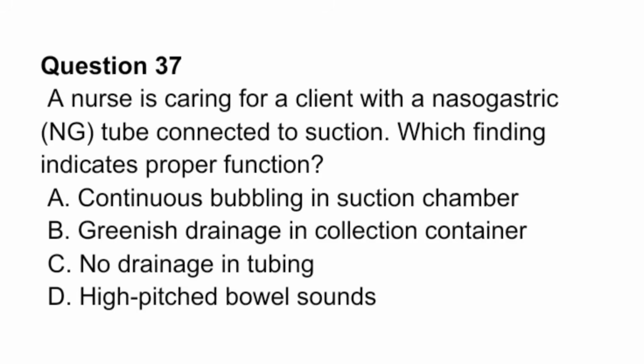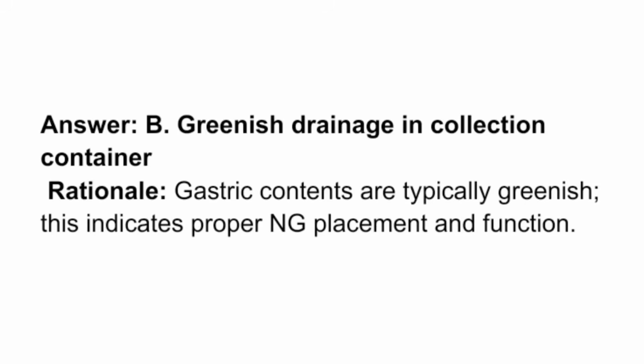Question 37. A nurse is caring for a client with a nasogastric NG tube connected to suction. Which finding indicates proper function? A. Continuous bubbling in suction chamber. B. Greenish drainage in collection container. C. No drainage in tubing. D. High-pitched bowel sounds. Answer: B. Greenish drainage in collection container. Rationale: gastric contents are typically greenish. This indicates proper NG placement and function.